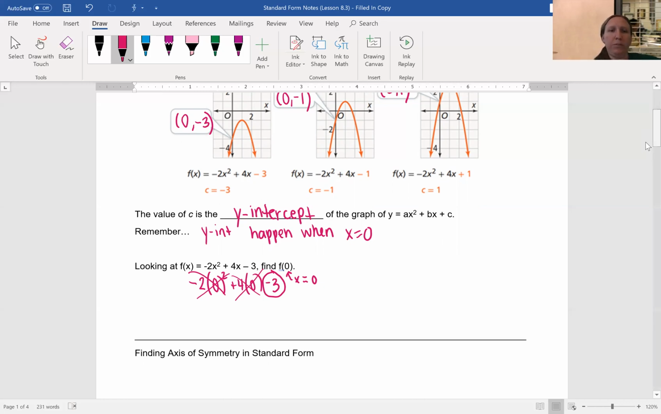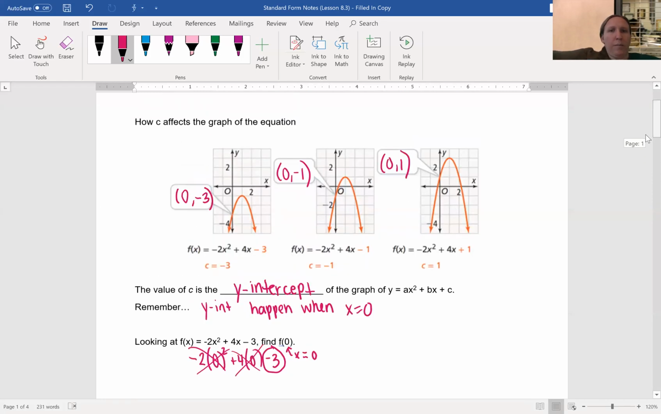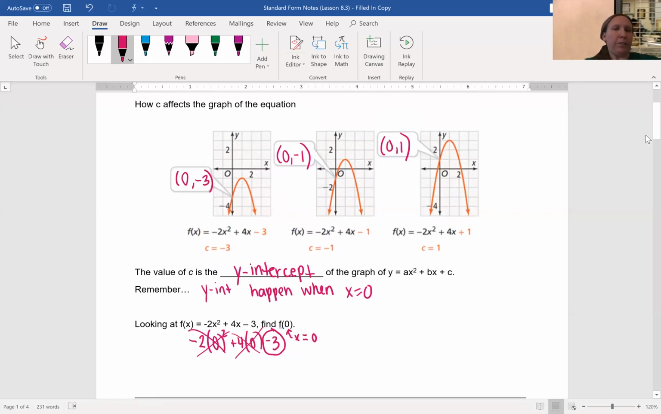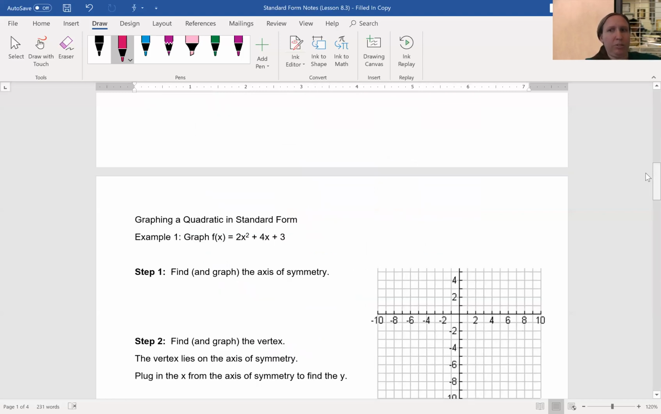Okay, so next we're going to move on to finding the axis of symmetry in standard form. I'm going to just go back up here for a second and look at all three of these graphs. They all had that same axis of symmetry. That hasn't changed for all of those, which leads me to believe that the c does not affect the axis of symmetry. So let's talk about what will affect that axis of symmetry.